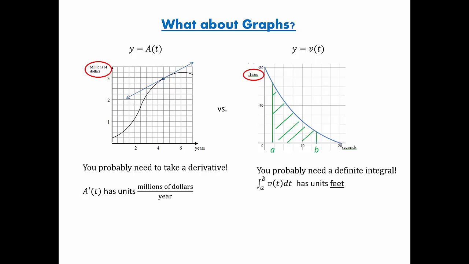On the right-hand side, you probably, again, not necessarily because I don't have a problem here, but given the units, they're probably asking you to find a definite integral. I went ahead and integrated from a to b on my integral. And that's, again, the area under the curve. And that has units feet. This is clearly velocity because of the units. Velocity is feet per second. Remember that v is the same as the derivative.